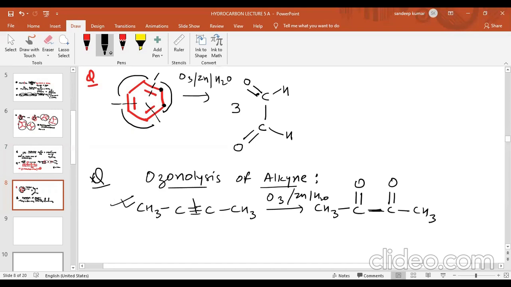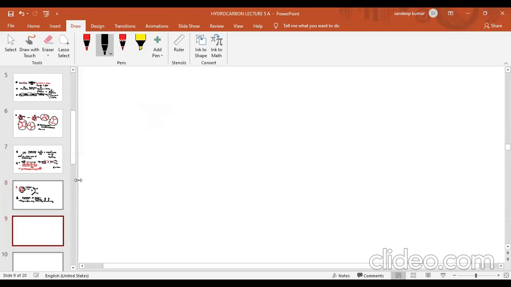Now I am going to discuss ozonolysis without zinc. All these reactions are basically ozonolysis in the presence of zinc. Now when zinc is not present, how will ozonolysis take place in this case? So now I am going to discuss ozonolysis without zinc.